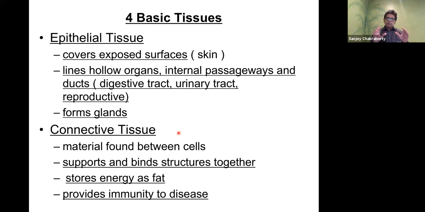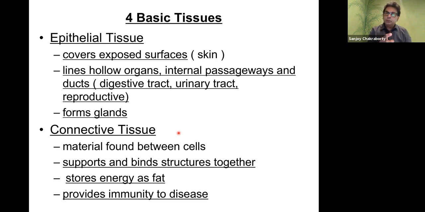So epithelial tissue, epi means outside. It covers the surfaces. So the top of your skin is epithelial tissue, or any hollow organ that you have. Let's say you have blood vessels. So this is the pipeline, and that lining would be epithelial tissue. Let's say you have a heart, the lining would be epithelial tissue, or the stomach. So any hollow organ that you have in the digestive, urinary, and reproductive tract, the lining of those hollow organs is epithelial tissue.